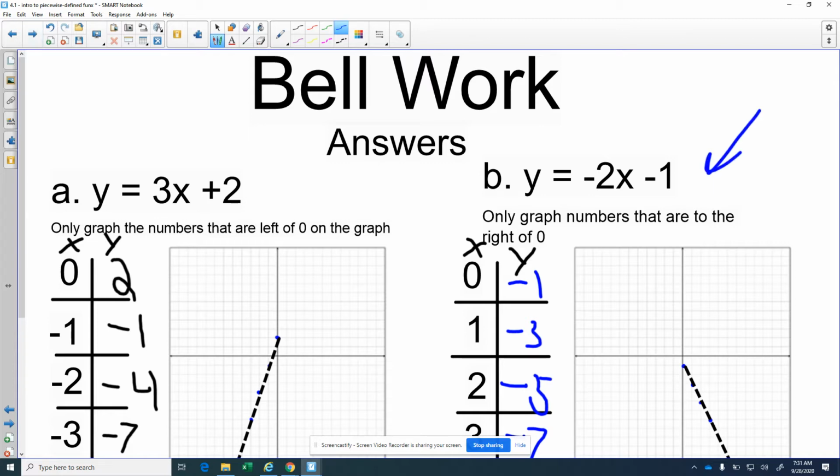On this right-hand side, only everything above 0 is graphed. So 0, 1, 2, 3. Over on the left-hand side, everything below 0 is graphed. So 0, -1, -2, -3. And that's the main thing you want to focus on to start.